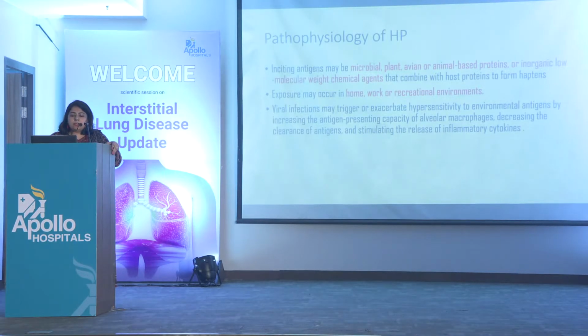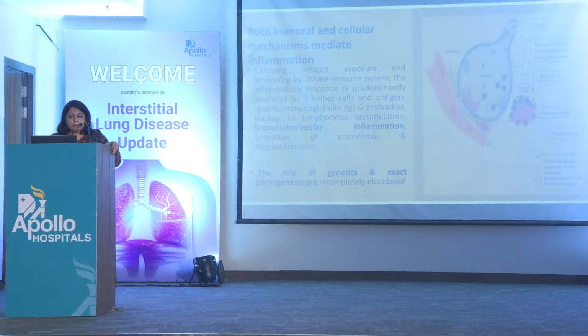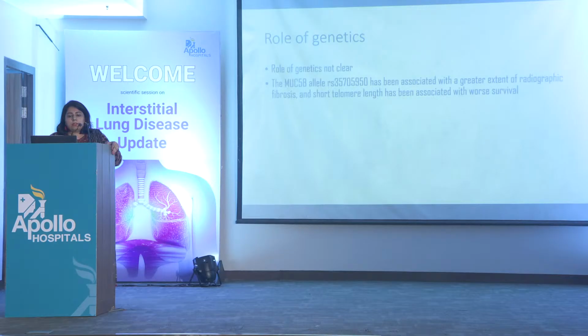Viral infections and other infections can cause an exacerbation of hypersensitivity, and this can lead to more progression of the disease. Both humoral and cellular mechanisms mediate this inflammation. Following the antigen exposure and the processing by innate immunity, the inflammatory response is predominantly mediated by T helper cells and antigen-specific immunoglobulins. So basically, IgG antibodies lead to lymphocyte accumulation in the bronchoalveolar inflammation, which leads to granuloma formation and fibroproliferation. The role of genetics is not very clear, but MUC5B and RS35705950 have been associated with a worse prognosis and with more fibrosis.